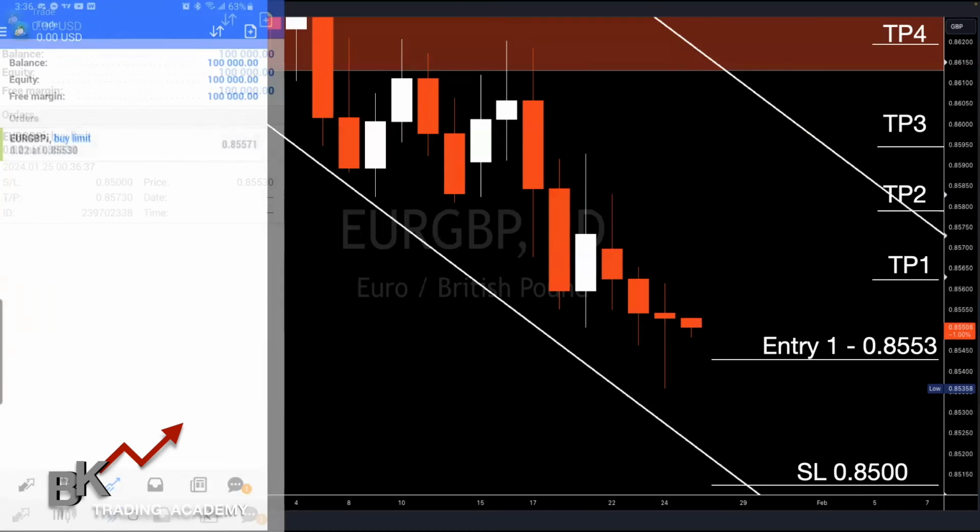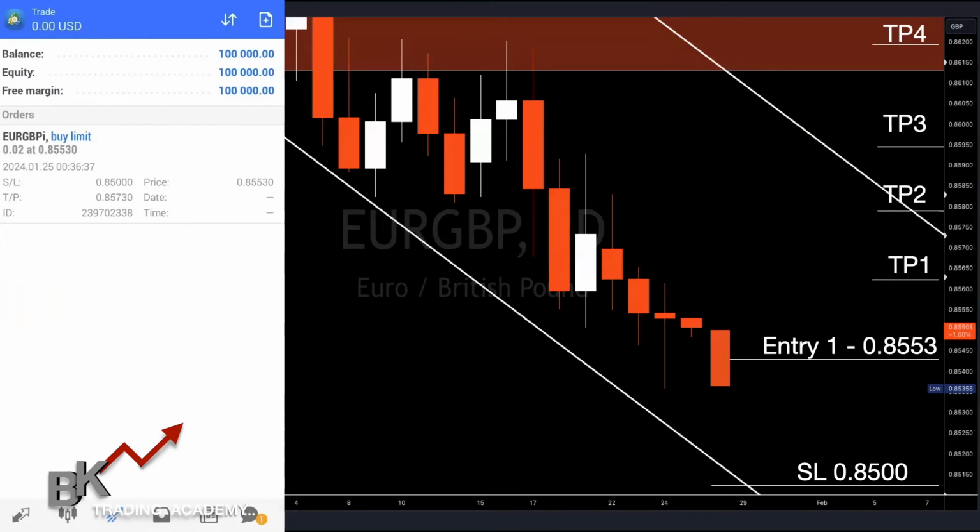Now let's play this out. So price comes down, enters us into entry 1, 0.8553. That is awesome. That's exactly what we wanted. But because price went a little bit further below entry 1, we're now negative $2. Now, I'm just using $2 for illustration purposes. But if you look in my MetaTrader 4 on the left side of the screen, it says Euro GBP. My lot size says 0.02. It means 20 cents a pip.